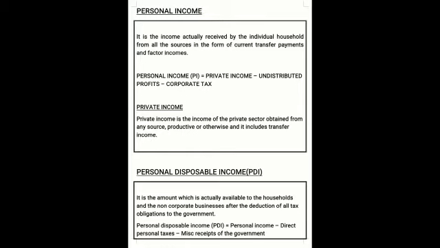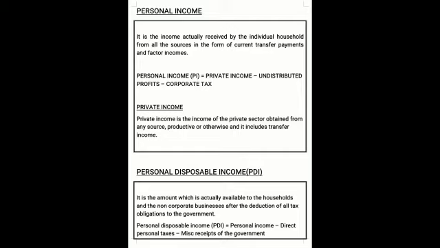Now let's see what is personal disposable income, that is PDI. It is the amount which is actually available to the households and the non-corporate businesses after the deduction of all tax obligations to the government. PDI is equal to personal income minus direct personal taxes minus miscellaneous receipts of the government. So these are all about personal income, private income and personal disposable income.